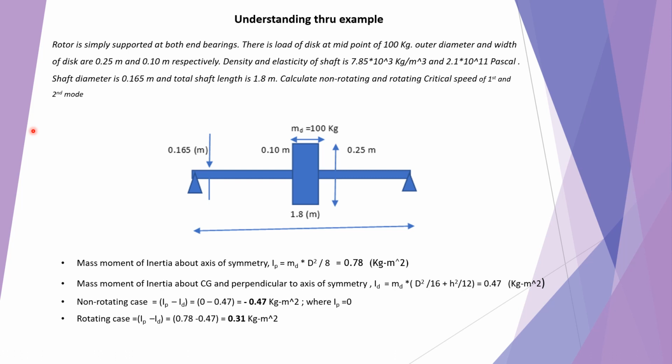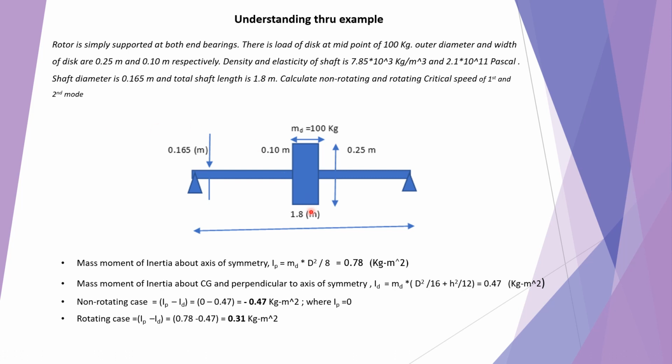The rotor is simply supported at both ends in bearings. There is a load at the disk at the midpoint of 100 kg, and the outer diameter and width of the disk are 0.25 and 0.1 meter respectively. Density and elasticity of the shaft are 7.85 into 10 to the 3 kg per meter cube and 2.1 into 10 to the 11 Pascal respectively. Shaft diameter is 0.165 meter, shaft length is 1.8 meter. Calculate the rotating and non-rotating critical speeds of the first and second mode.